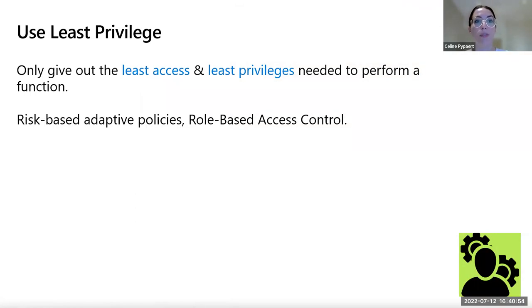Going back to passwords, they're also quite insecure. They don't really prove anything. But anyway, passwordless, I could go on for another hour on that. It's quite interesting. So the second pillar, the second main tenet, is to use least privilege. That's another one that someone put in the word cloud, so good job. You only want to give the least access and the least privileges needed for someone to perform their basic functions, for someone to do their job.